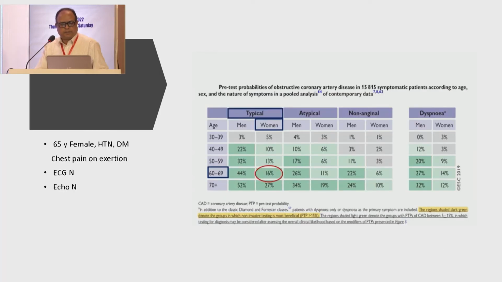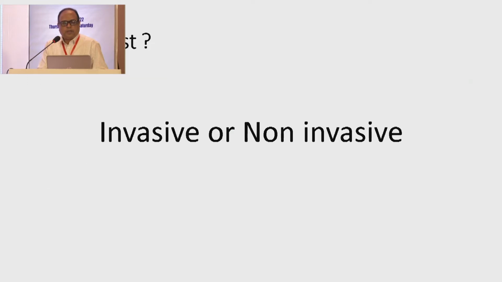Let's see a patient, a 65-year-old female, hypertensive, diabetic, presenting with chest pain on exertion, resting ECG normal, echo normal. If we put the data in the Diamond-Forrester table, which shows the pre-test probability of obstructive coronary disease, it is around 16% probability of obstructive coronary disease. So next, which test will we proceed with? Invasive or non-invasive?